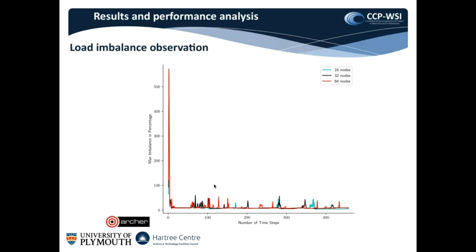And you can see that at the beginning, the maximum imbalance is very high, more than 500%. And then you start using the load balancing mechanism. So once it's more than, I think, 10%, you ask it to call the load balance libraries to balance the mesh between the partitions. And from this graph, you can see that as your MPI partitions increase, your balancing frequency also increases. I think that's the basic idea.